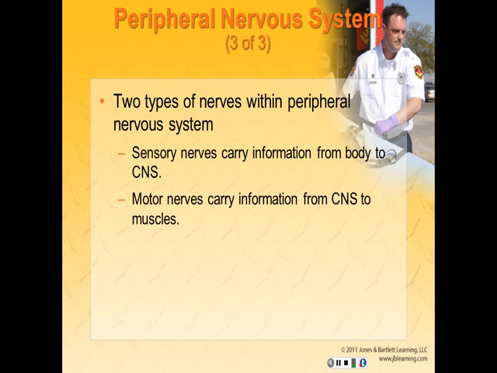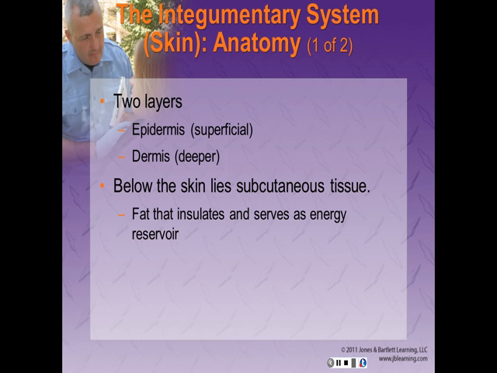The two types of nerves found within the peripheral nervous system are sensory nerves, which carry information from the body to the central nervous system. It's constantly providing information to the brain about what different parts of the body are doing in relation to their surroundings. And then motor nerves carry information from the CNS to muscles. Each muscle in the body has its own motor nerve, and electrical impulses produced by cell bodies in the spinal cord are transmitted along the motor nerves to the muscle, causing it to contract.